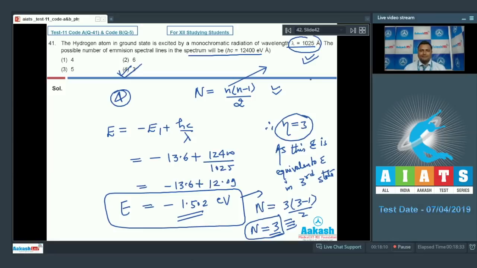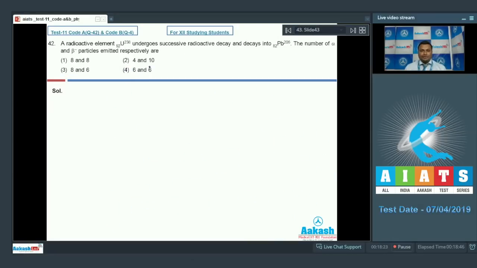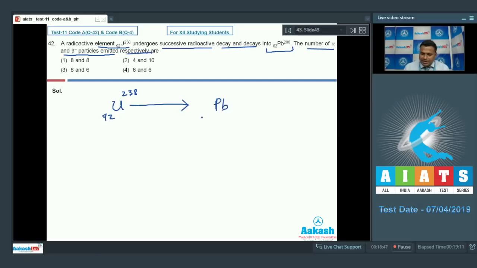Now move on to the next, that is 42 number. So here is question number 42, everyone. A radioactive element uranium 92-238 undergoes successive radioactive decay and decays into lead 82-206. The number of alpha and beta minus particle emitted respectively will be what? Okay, so here is uranium nucleus 92-238, and after successive decay, Pb left and alpha and beta particles are emitted.